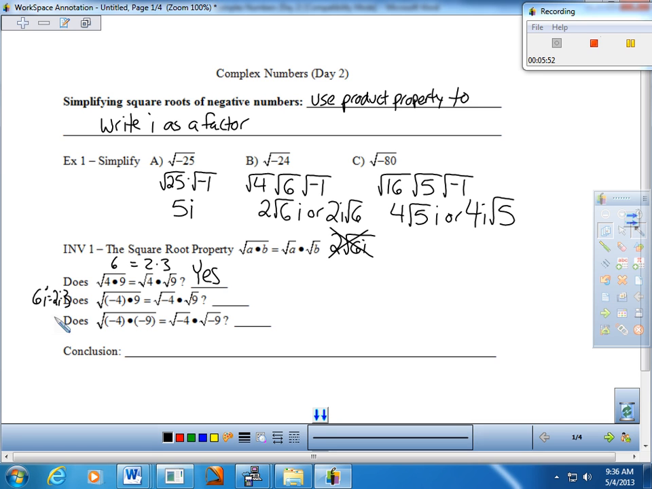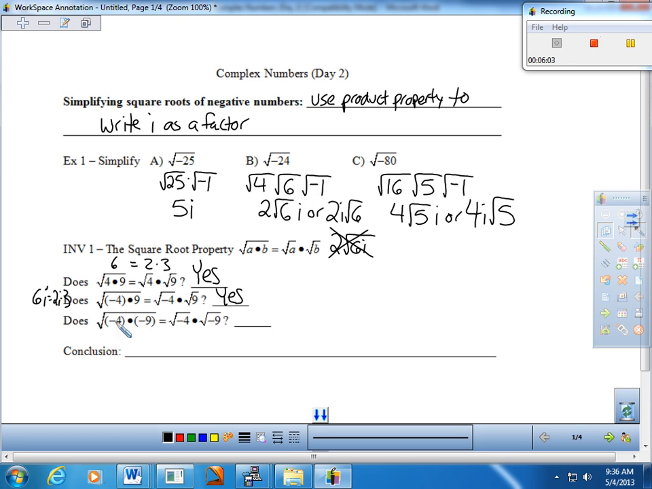Is the left side equal to the right side? Yes, no doubt. And that's looking good. So one positive, one negative, it seems to work. That product property is nice. As a matter of fact, take a look up here, guys. I pretty much have that in place, so I do hope that works.